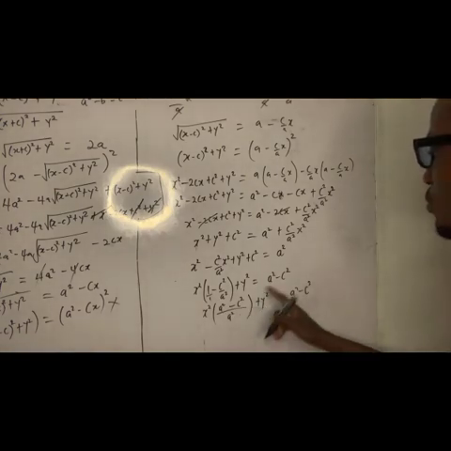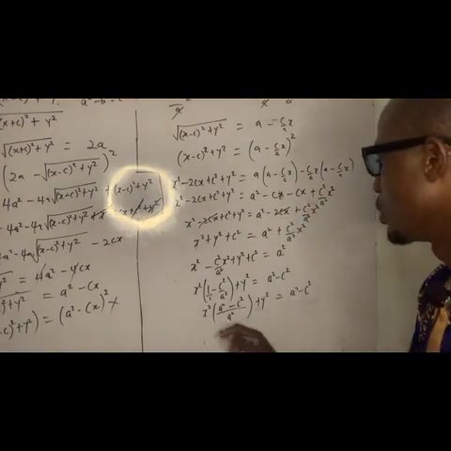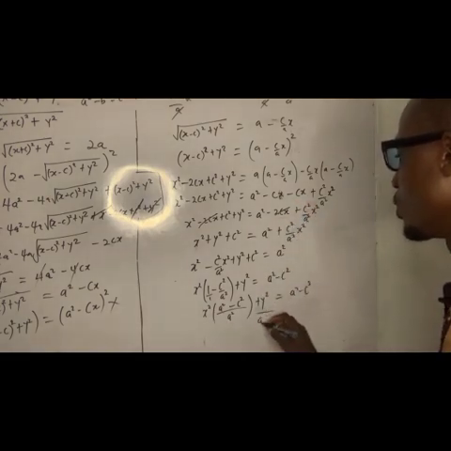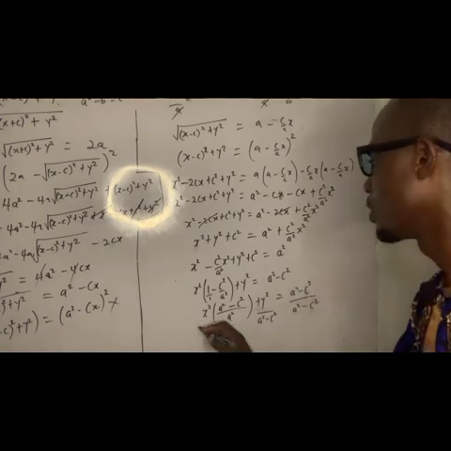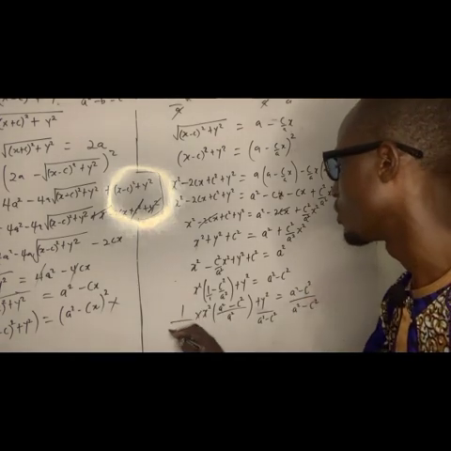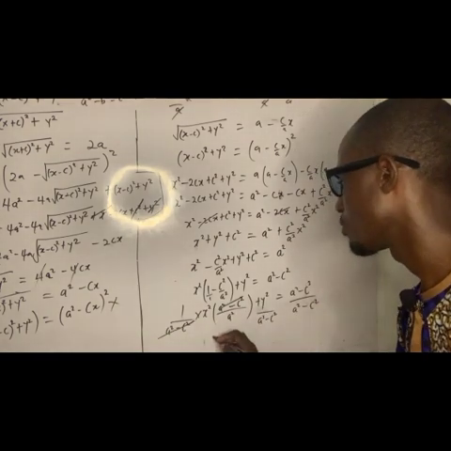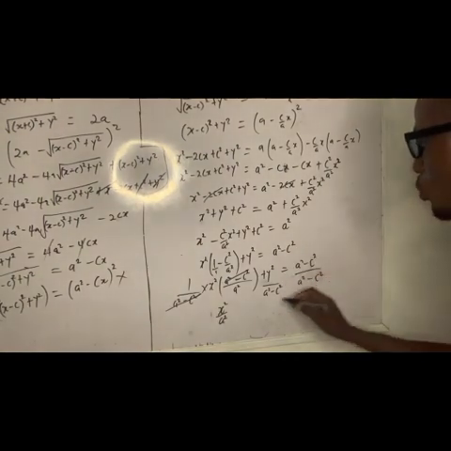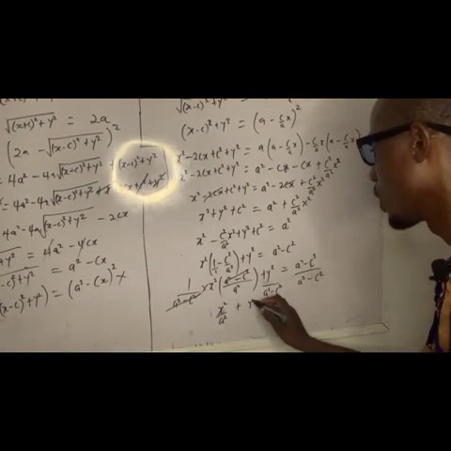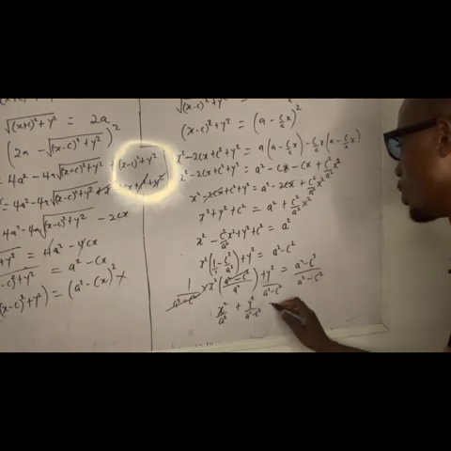So now let's divide all through. If we multiply or divide all through by a squared minus c squared, which means I will divide here by a squared minus c squared, a squared minus c squared, and this will be times 1 over a squared minus c squared. So this goes with this, and we have x squared over a squared plus y squared over a squared minus c squared equals 1.